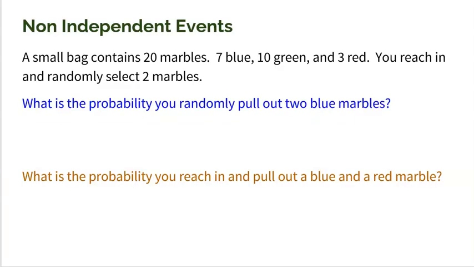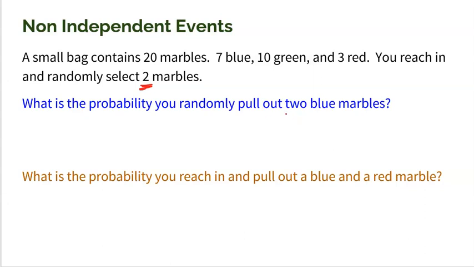So here's the first really good example that shows using that brain. 20 marbles are in a bag: 7 blue, 10 green, 3 red. You reach in and select 2 marbles. Now the fact that I'm getting 2 marbles means that I am not replacing them, because I want to get 2 different marbles at the end. If I put one back, then at the end I'm only going to end up with 1 marble. So I want 2 different marbles, so I am doing this without replacement.